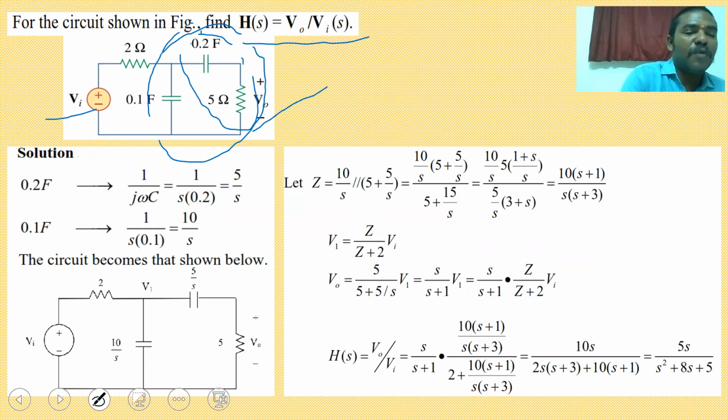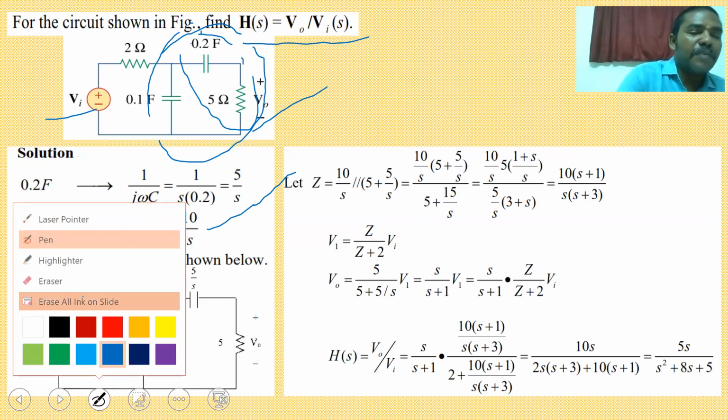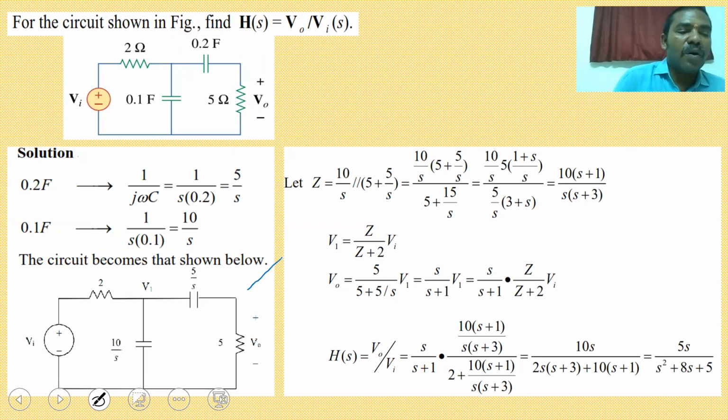So 1 by j omega C. That is 1 by j omega, which is S only, into the C value 0.1. You can get 5 by S. Similarly, for 0.1 farad we are getting 10 by S. So the original circuit we are representing like this: 0.2 farads we are writing as 5 by S and 0.1 farad we are writing as 10 by S.